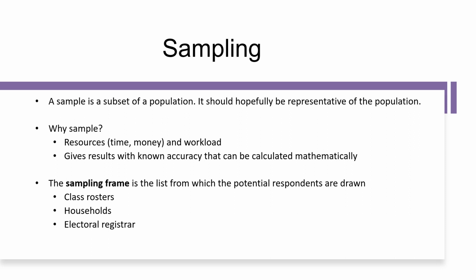Once you start, it would be important to first establish your sampling frame, which would be the list of potential respondents. So you may want to have a list of all the households to see which households you may want to be looking at. You may have class rosters, or an electoral register may also be a sampling frame from which you want to choose your respondents for your study.